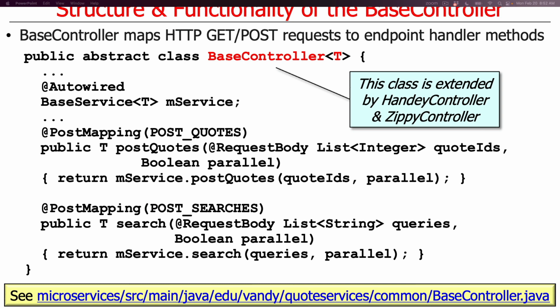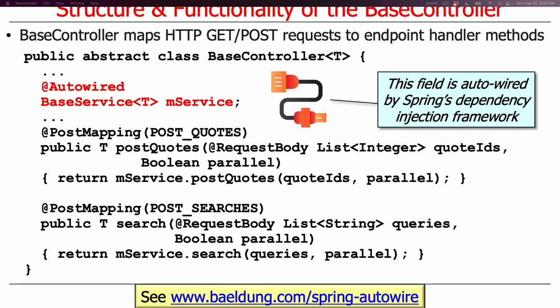Now, I've omitted one of the methods. Probably should have put it in there because it's a GET method, but we're just going to show the ones that are the POST methods. First thing we have here is a service field. We've done this a million times before. The difference between this approach and what we've seen before is this service is an instance of a base service. So we're going to auto-wire in the base service, which will either be the Zippy service or the Handy service when all is said and done.